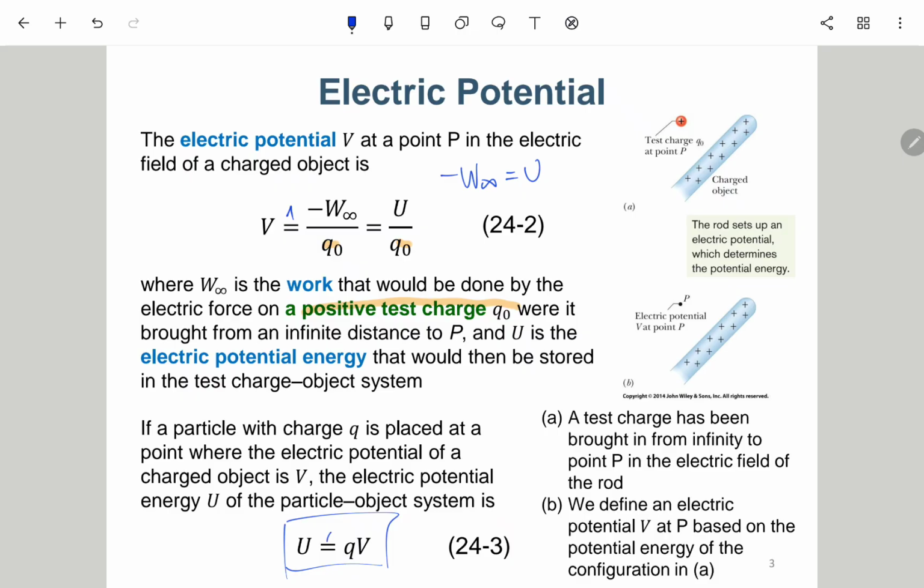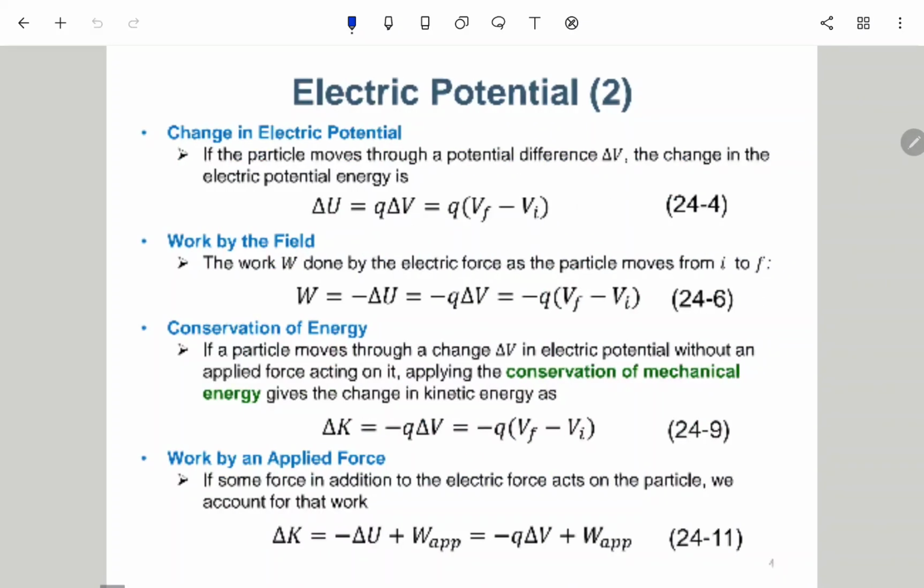You can also consider this a definition, because this part is also a definition. So these two equations are actually the same. Here are some simple equations. The first one: delta U equals Q times (VF minus VI).